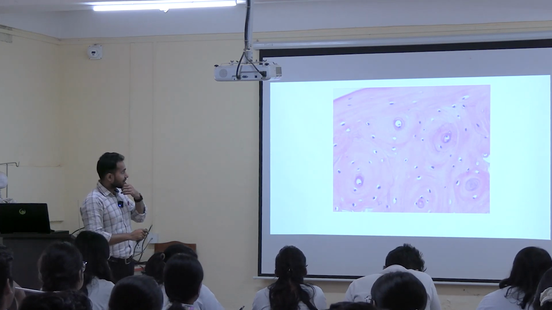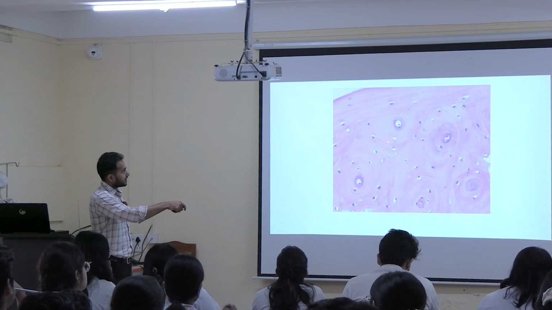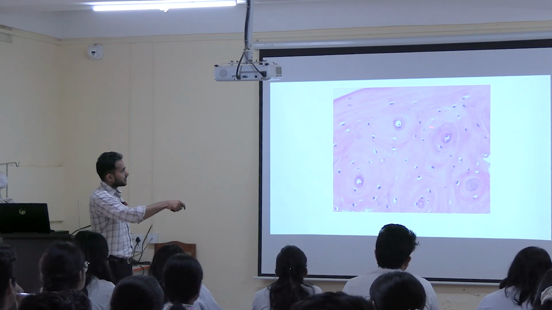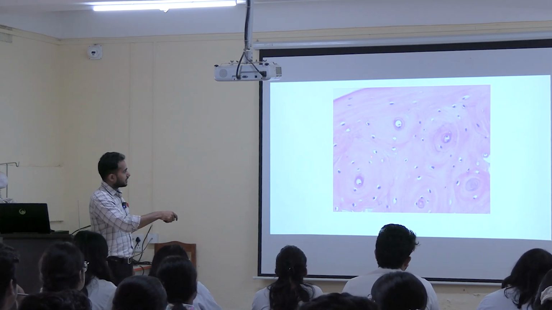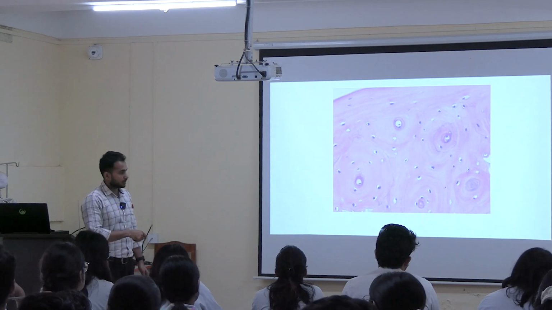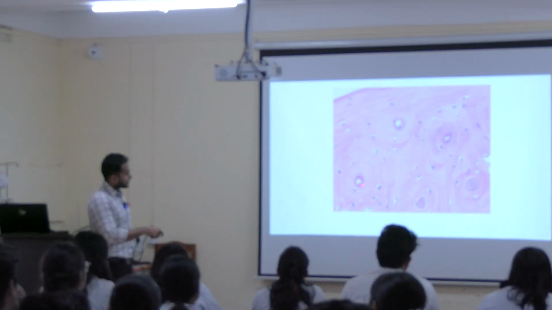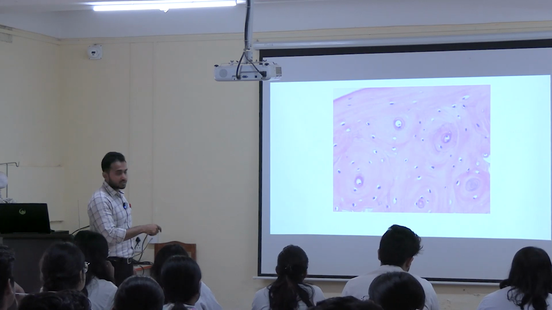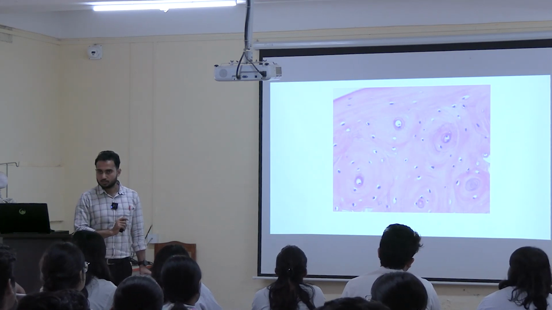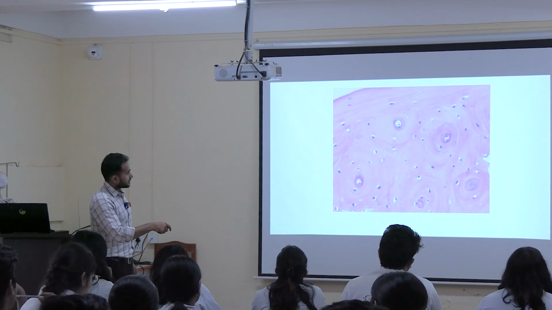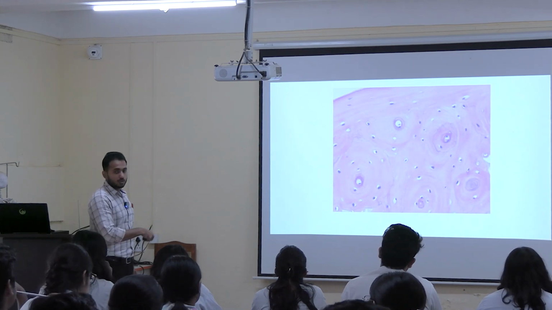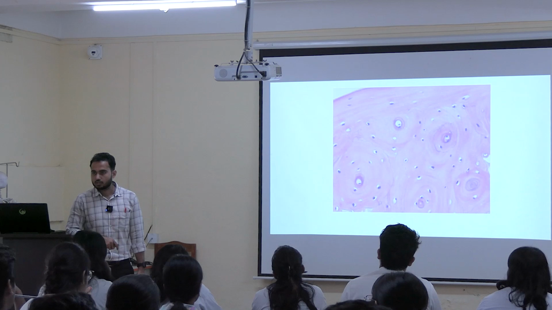Okay. Next, can you see the concentric lamellae? This is one concentric lamellae. This is one concentric lamellae. This is one concentric lamellae. Okay. Now, if you see at the center of the concentric lamellae, what is this? Eversion canal is there. Okay. Next, can you see what are these? Osteocytes present in lacunae. Okay.